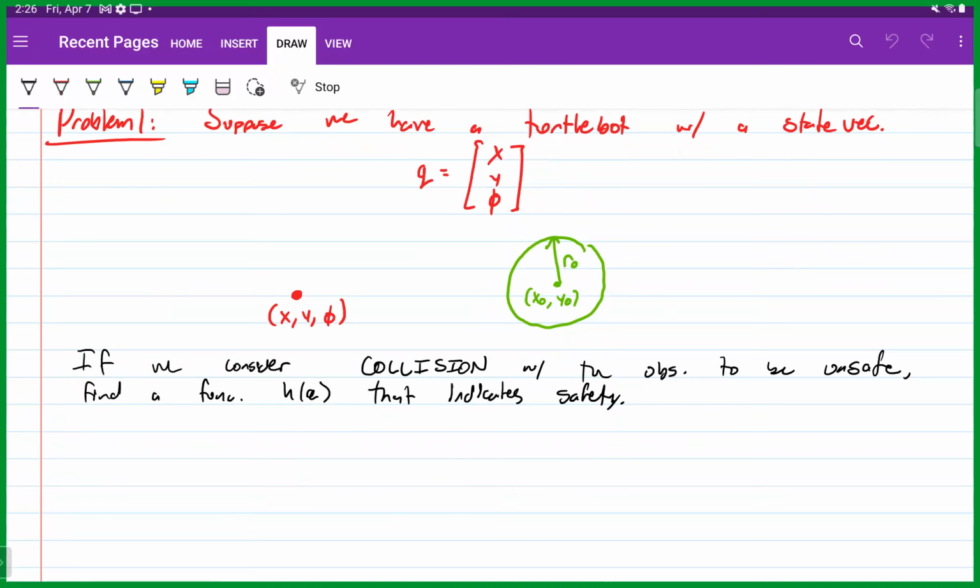Do we have any ideas for what this function H of Q might be? Any thoughts?